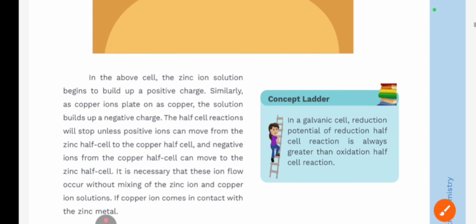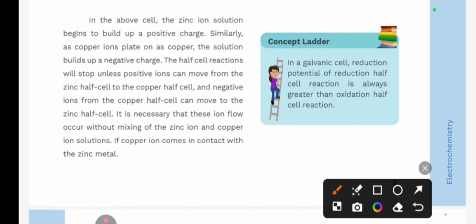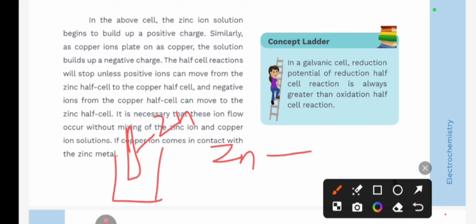So after the reaction, what you will see here is how the reaction takes place. In the first beaker, you have taken a zinc rod, in which oxidation will take place. So zinc will oxidize into a zinc positive ion, and here you have already taken zinc sulfate.